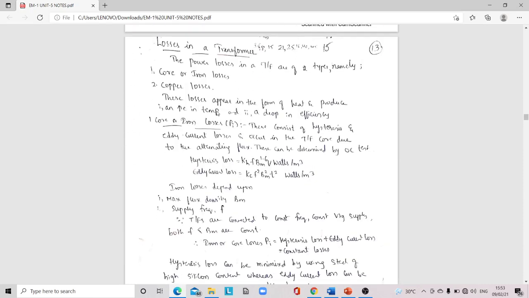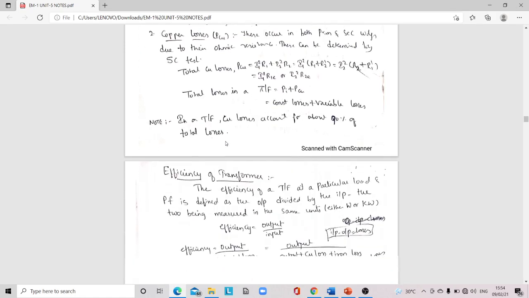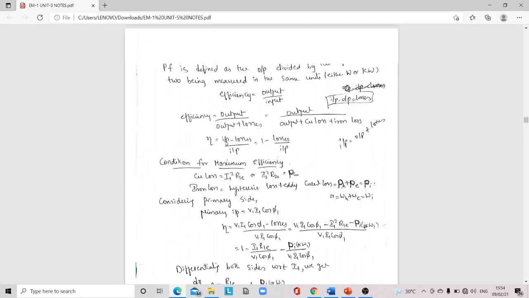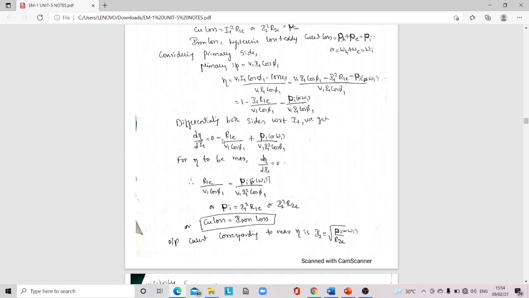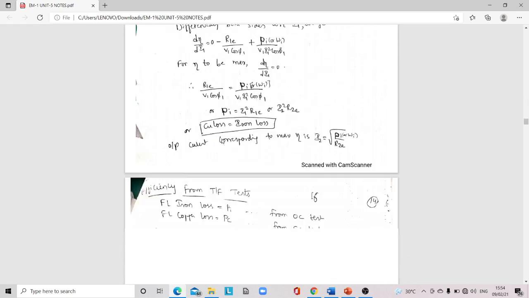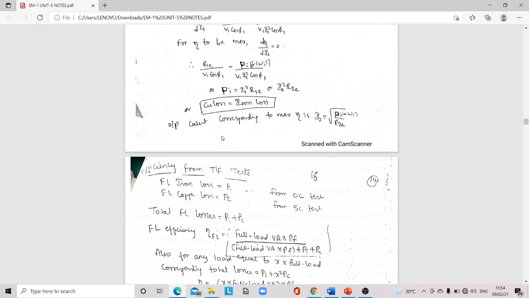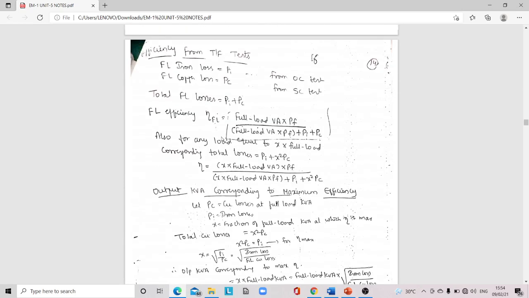Losses in a transformer: only two losses are there, iron and copper. There are no mechanical losses because it is a static device. Iron losses are of two types, eddy current and hysteresis. Their equations, their formulae we have seen. Efficiency of transformer we have seen. Efficiency is output by input, or output by output plus losses, or input minus losses by input. Condition for maximum efficiency of transformer is that whenever copper losses are equal to iron losses, efficiency will be maximum.